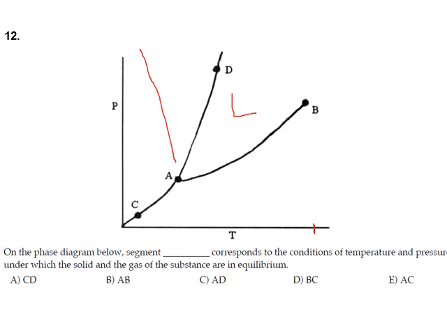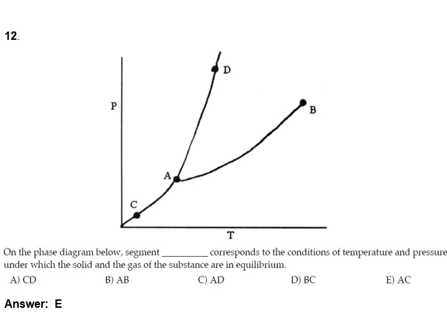Okay, let's go ahead and answer the question. The segment blank corresponds to the conditions of temperature and pressure under which the solid and the gas are in equilibrium. So that's going to be right here, A and C, right? So the answer is going to be A and C, and that's going to be answer choice E. The one thing I left out, that I should have mentioned in addition, is that this is going to be the supercritical fluid up here. I think that covers just about everything on here. Let's go to the next slide. So the answer is E. Next slide.